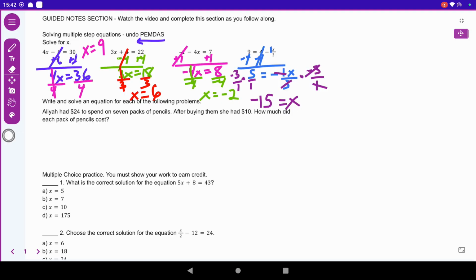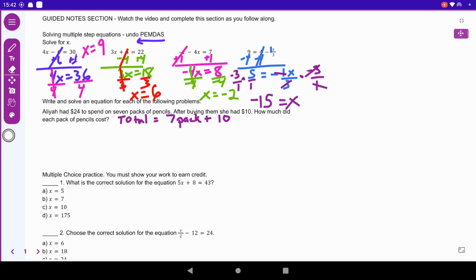Our last example says write and solve an equation for each of the following problems. Aaliyah had $24 to spend on 7 packs of pencils. After buying them, she had $10. How much did each pack of pencils cost? There are a couple things that we want to do here. We could start with a verbal model. So our total equals 7 packs of pencils, and then plus $10 left over.